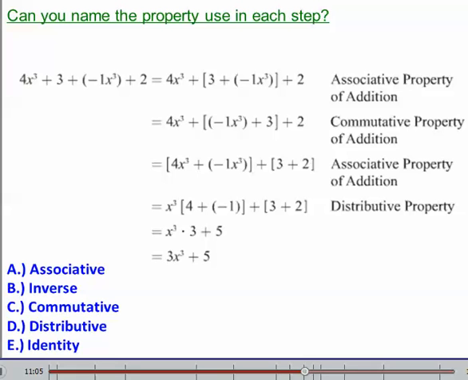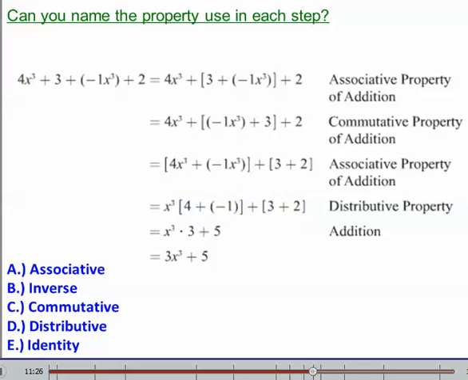This next step is easy, so I'm not going to talk too much about it. They just call it addition. We are going to add 3 and 2 and change it to 5. All we did in that step, and we also added together 4 and negative 1 to get 3. So we just did the addition. We can combine those numbers, and we're just going to call that addition. You're not going to have to answer a question that asks you that.